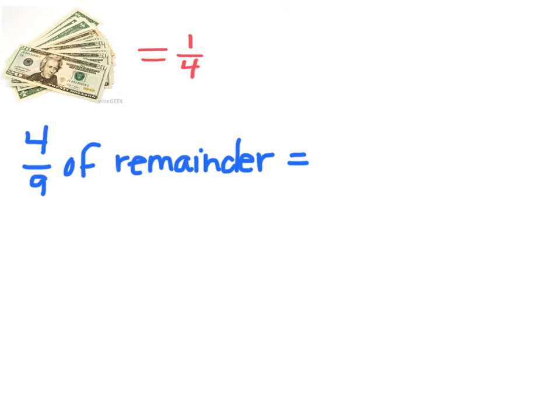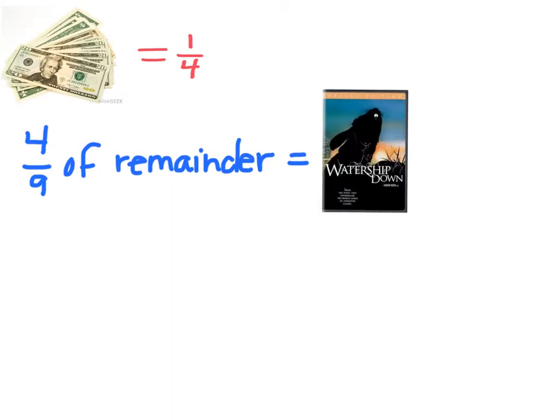Now we're going to work through a sample problem where we'll have an answer as a fractional remainder. Len received some money for a vacation job. He saved 1/4 of his money. He spent 4/9 of the remainder on a DVD. And then he spent the rest of the money on a t-shirt.